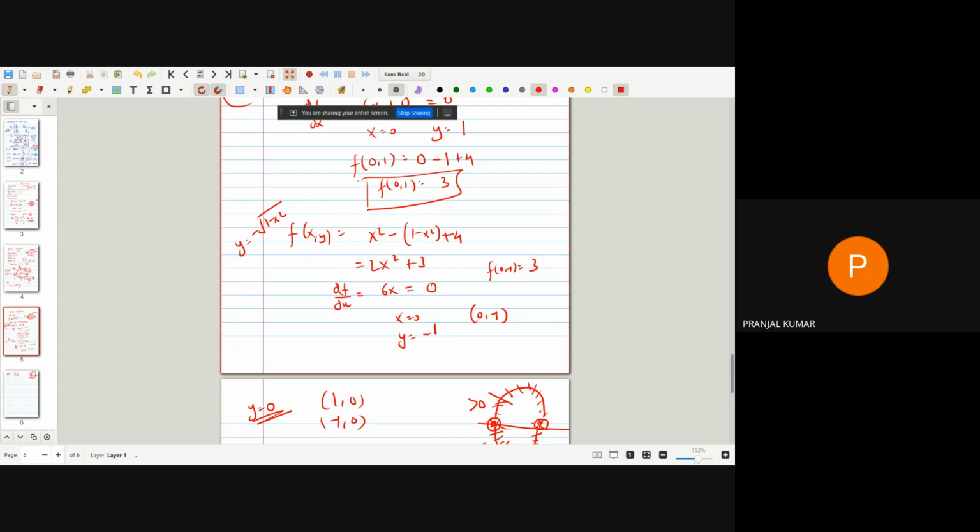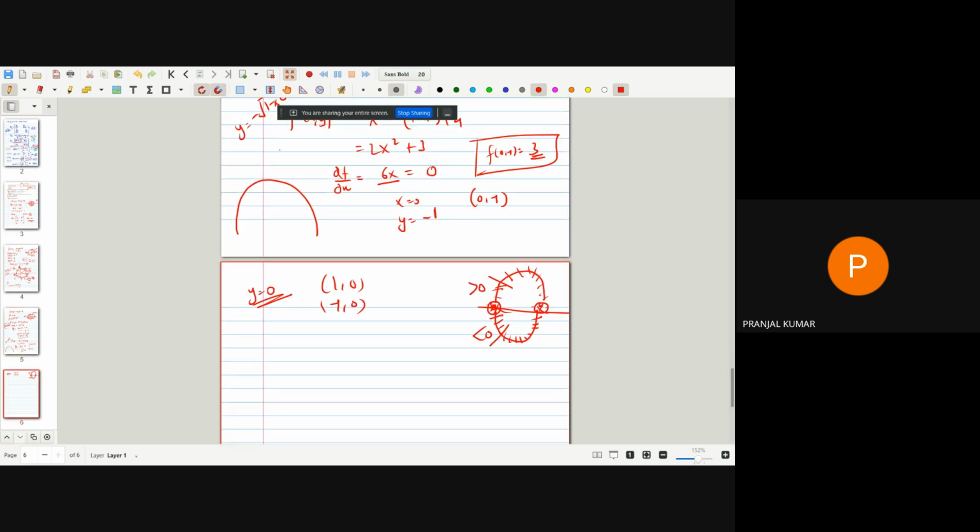So along the boundary, if you differentiate with respect to x, you are getting some extremum. We don't know whether it is a saddle point or anything else, but you can see that if you double differentiate with respect to x, you will get a value greater than 0, which is a minima. So that's why we got the value 3.